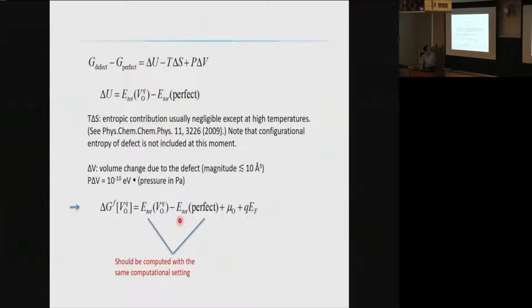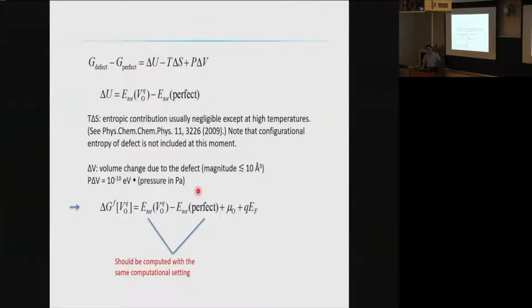One important technical thing is that when you compute these two quantities in the defect calculations, every setting should be the same in both calculations. The k-point, the cutoff energy, every pseudopotential selection, everything should be the same in both calculations.